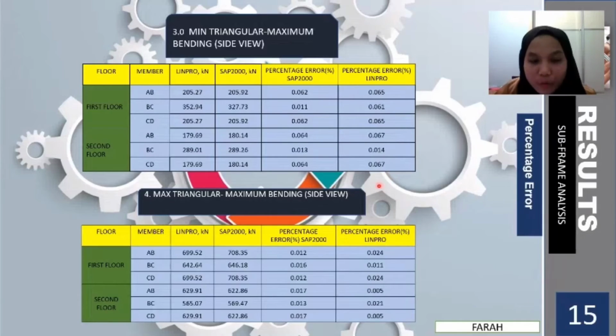For the maximum triangular maximum bending, for percentage error SAP 2000, the highest value is from members AB and CD from the second floor, 0.017. And for the percentage errors of LimPro, the highest value is from members AB and CD from the first floor.